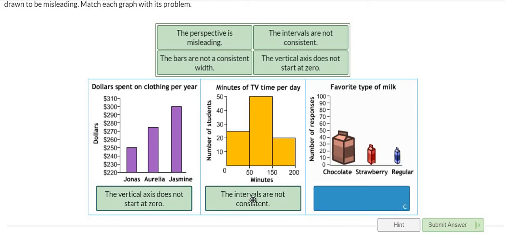That one, the perspective is misleading is when they start turning it, I think is what they're talking about. But I kind of feel like perspective is misleading on this one too, but actually the bars are not consistent widths. They're representing bars. So are the milk jugs the same widths? No. So that is why it's inconsistent. They're making the chocolate milk look a lot bigger than it really is. Alicia's on point today.